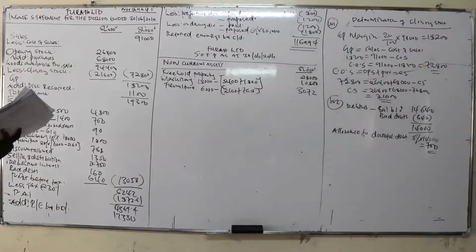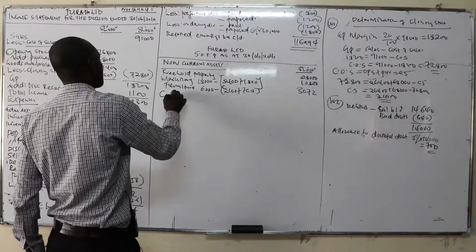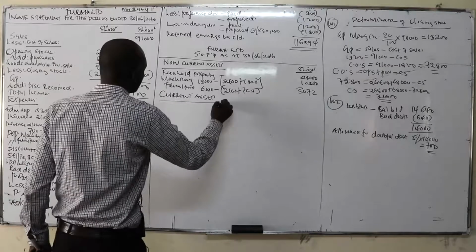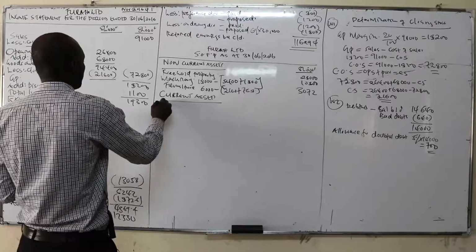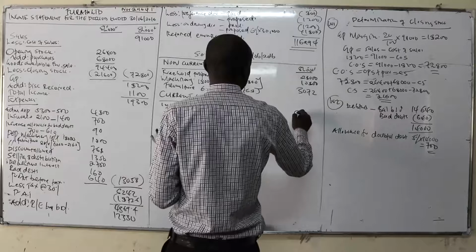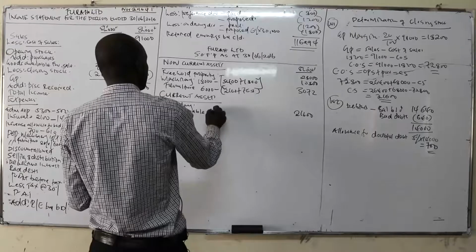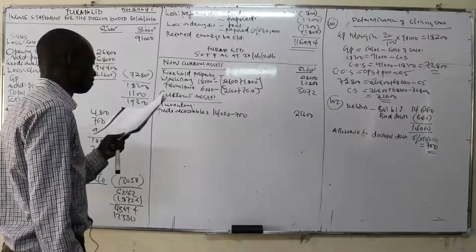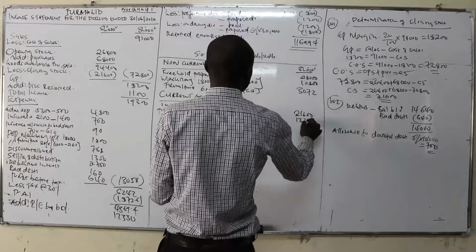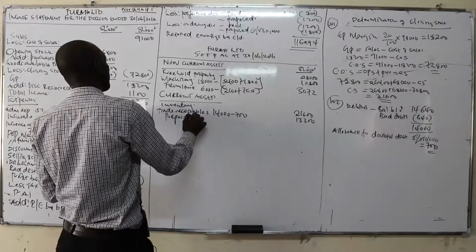Then we have current assets. We have inventory. How much is the value for inventory? Closing inventory. 21,600. And then we have trade receivables, we had 14,000 minus 700. What do you get? 13,300. And then we have prepaid insurance. How much? 1,400.